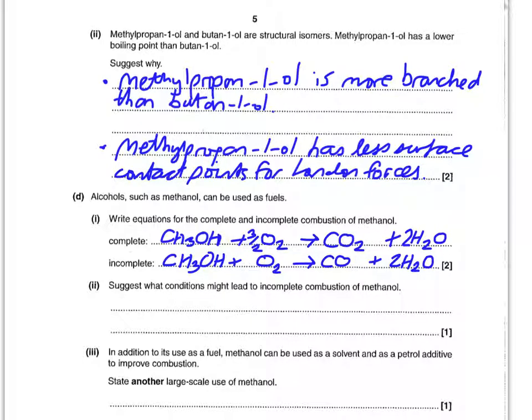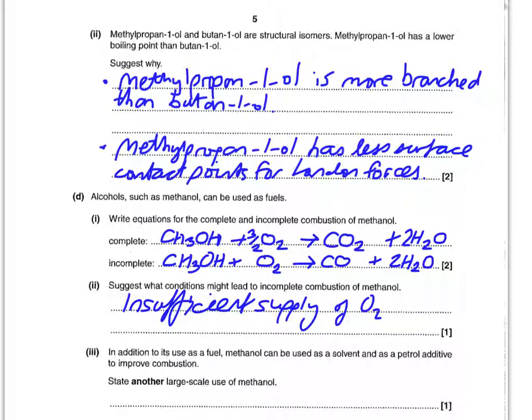Now for the incomplete version, you could obviously also include an equation that just has carbon being produced, or some carbon and some carbon monoxide. So other alternatives are possible for incomplete combustion, provided it's balanced and provided there's no CO2. Now obviously there's less oxygen in carbon monoxide than there is in carbon dioxide, so the next question is fairly obvious what's happening. There's not enough oxygen available, and that would cause the incomplete combustion problem.